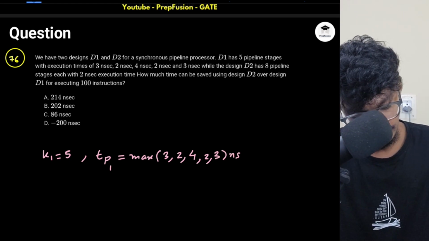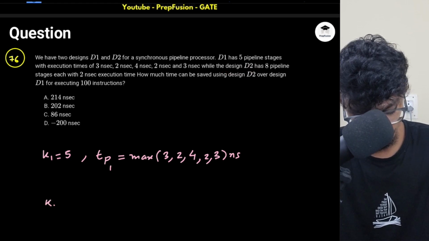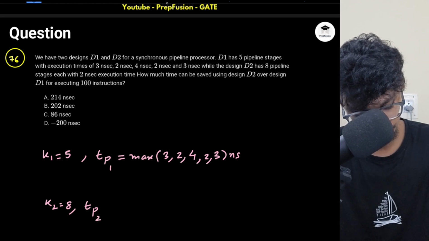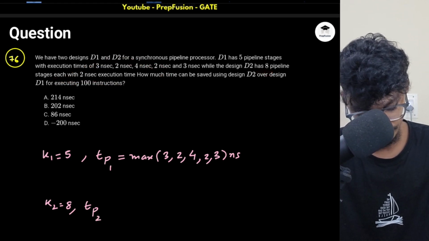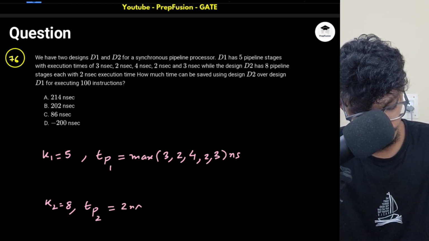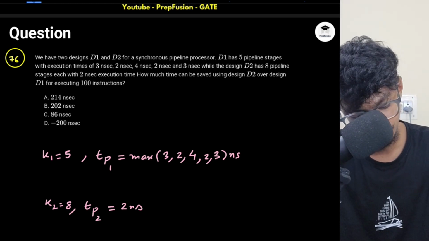While design D2 has 8 stages. So K2 is 8 and my TP2 will be what? It has 8 stages, right? Each with 2 nanoseconds execution time. So TP2 will be simply 2 nanoseconds, because the maximum of all is 2 nanoseconds, each has 2 nanoseconds, right? It will be simply 2 nanoseconds only.